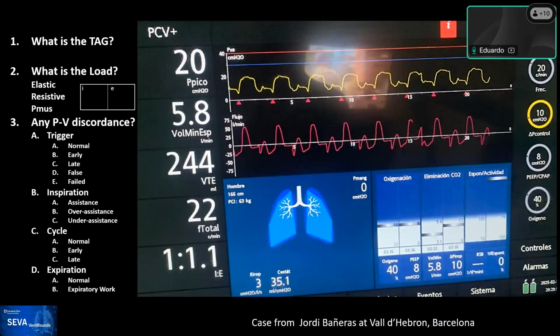All right. So this image, and I know it has the sun glare, comes all the way from Barcelona, and this is Jordi Bañeros at Vall d'Hebron, at their cardiac ICU. Took this picture and sent it to us. For those of you that are looking at the screen, you may recognize this is in Spanish. You have the mode up here. You have P pico, which means the peak pressure, the exhaled minute ventilation, the exhaled tidal volume, the frequency, the I to E ratio, and the rest are relatively easy to understand. So what would be the tag for this mode?